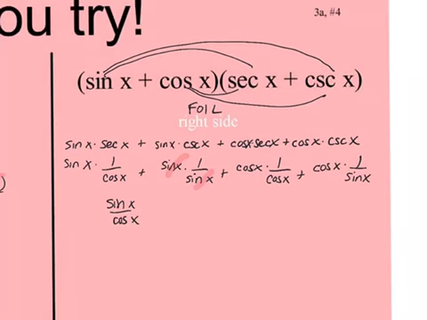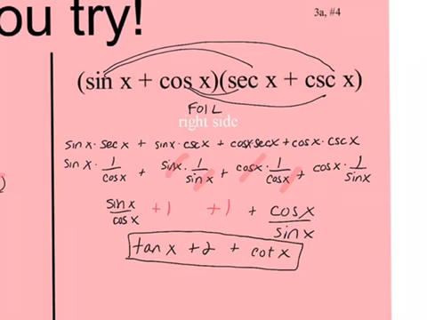Sine divided by sine is 1. Cosine divided by cosine is 1. But wait, there's more. Sine over cosine is tangent. 1 plus 1 is 2. And cosine over sine is cotangent. Did you get it right? If so, you are good to go.